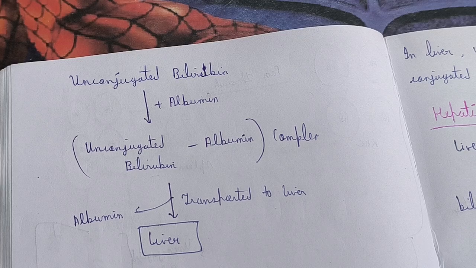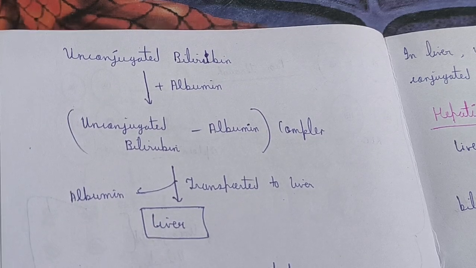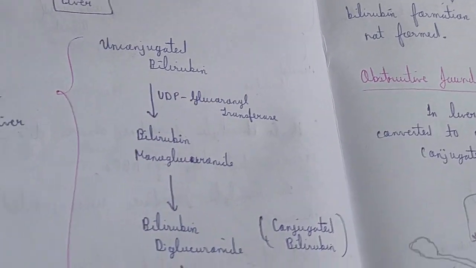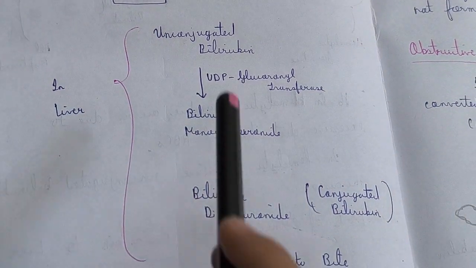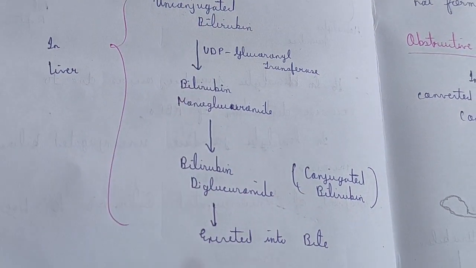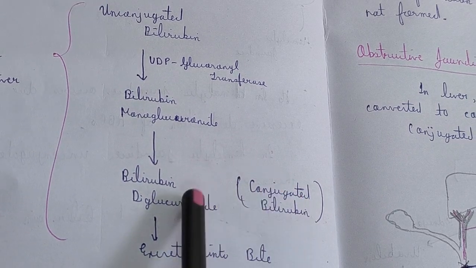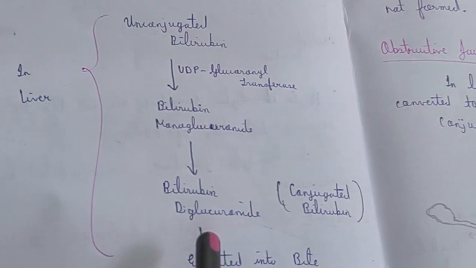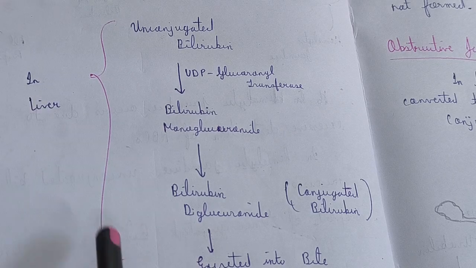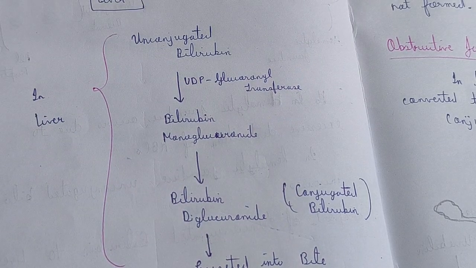And about this also, you will have to study in biochemistry. Here, in the liver, unconjugated bilirubin is converted to bilirubin diglucuronide, basically conjugated bilirubin, and this conjugated bilirubin is excreted into bile. This happens in the liver, and this is a normal situation.